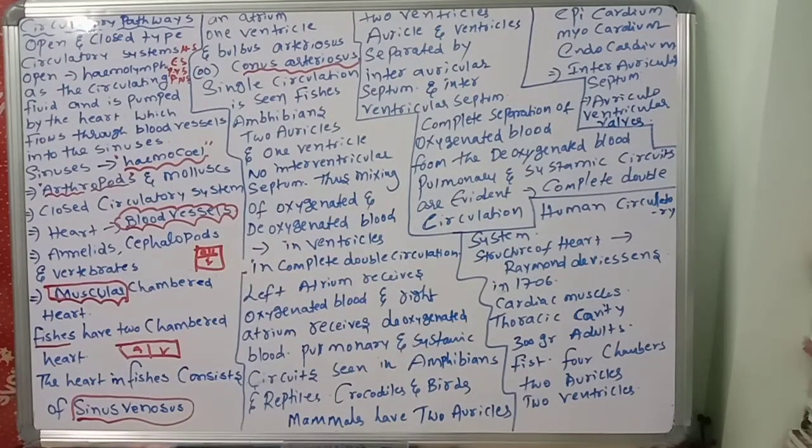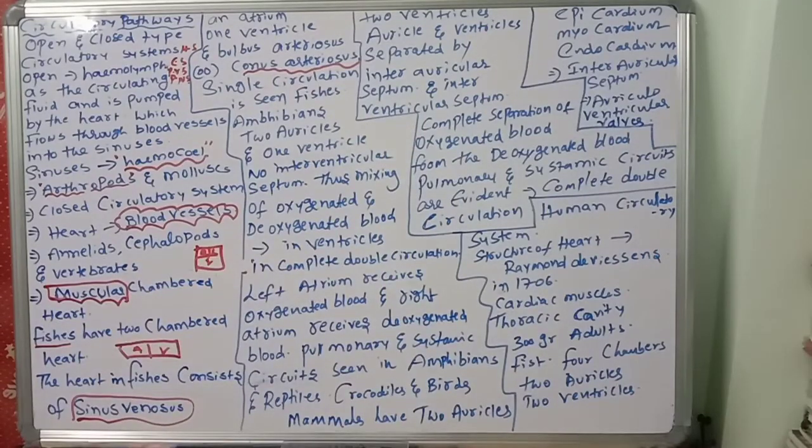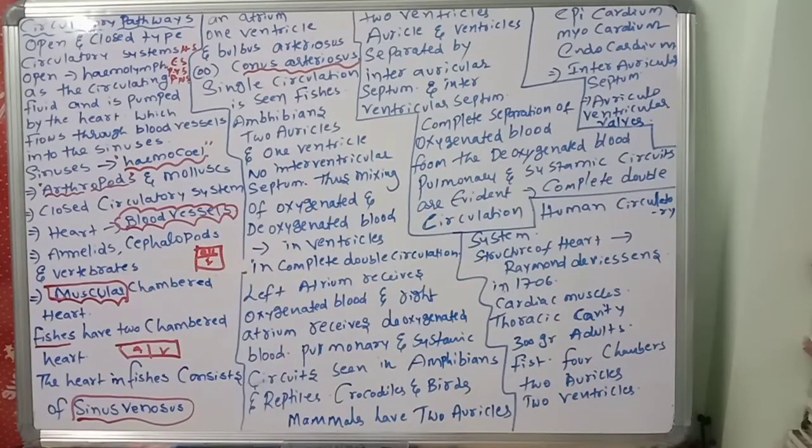Next, another important point: the auricles are separated by the interauricular septum. Ventricles are separated by the interventricular septum, and the walls between the auricles and ventricles are called auriculoventricular walls. So like this, the heart structure will be there. Tomorrow we will discuss the complete internal structure of the heart in a detailed manner.